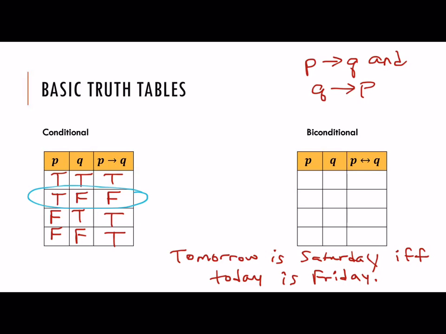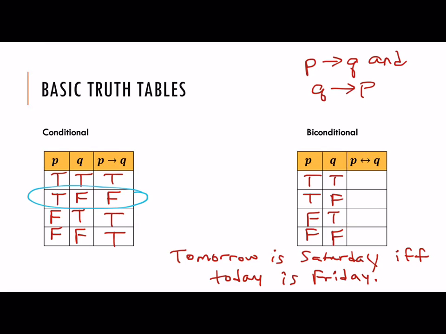Okay. So what I'm really saying is if tomorrow is Saturday, then today is Friday. And I'm also saying if today is Friday, then tomorrow is Saturday. All right, so we start out with the same four possibilities. Either tomorrow is Saturday or it's not, and then either today is Friday or it's not in both of those cases. All right, so let's look at the case when tomorrow is Saturday and today is Friday.